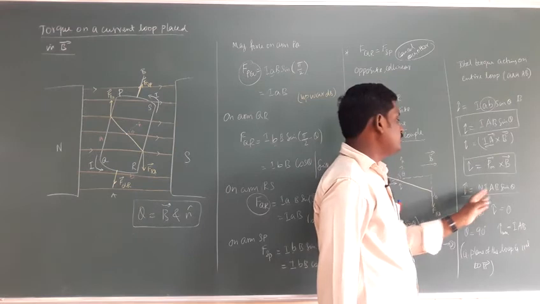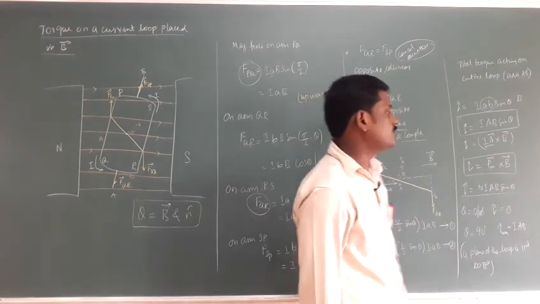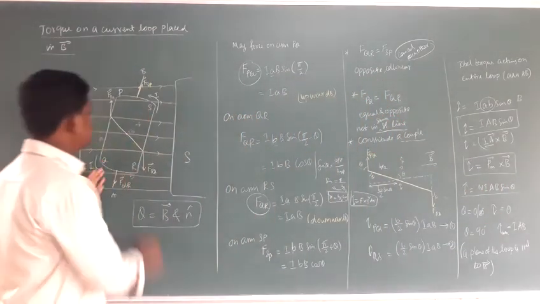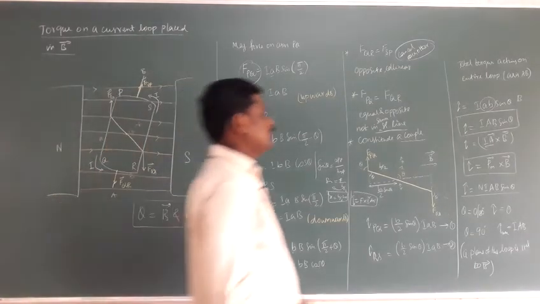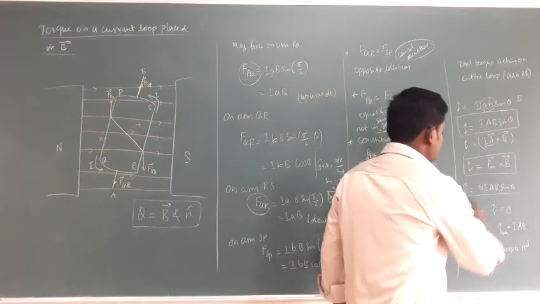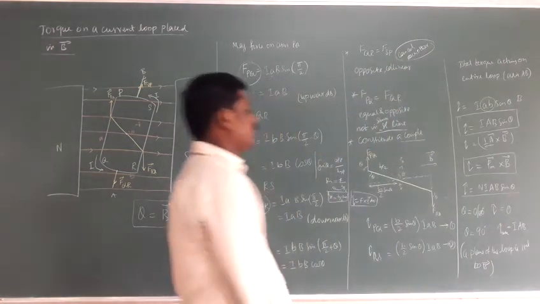Then tau is equal to NIAB sin theta. So there is a single turn. If it is N number of turns, then more torque will be produced, so tau is equal to NIAB sin theta. Then some special cases: if theta equal to 0 or 180 degree.